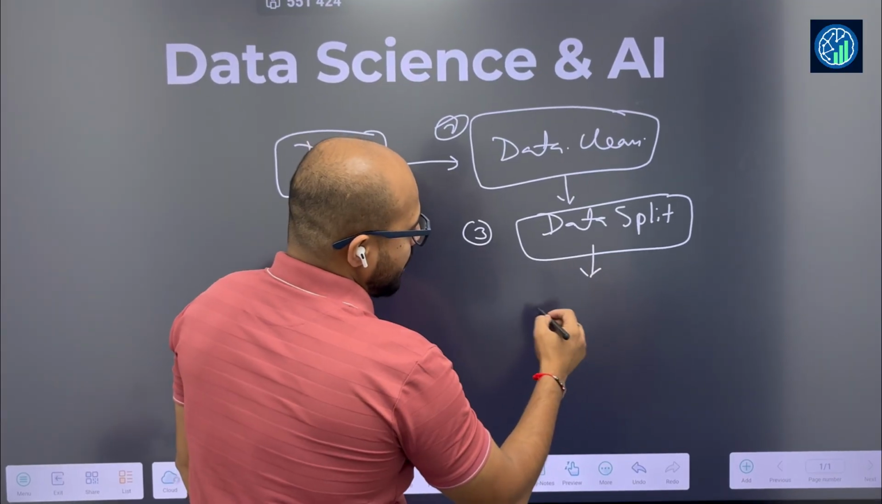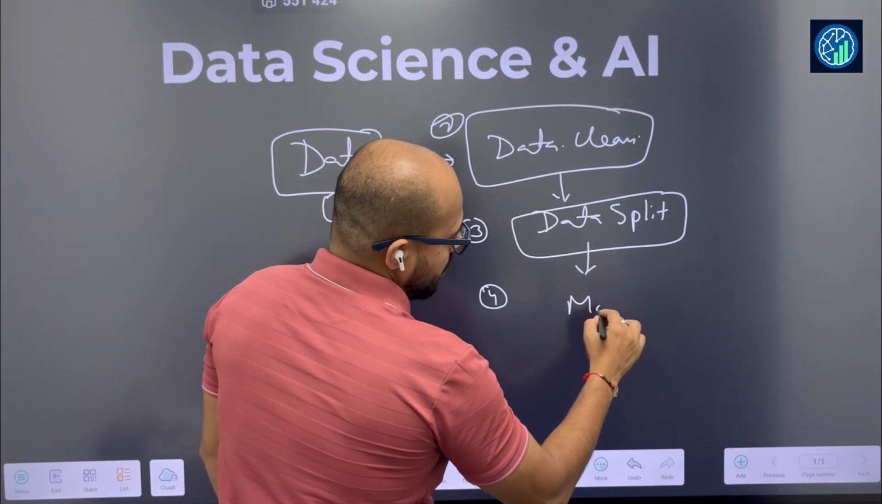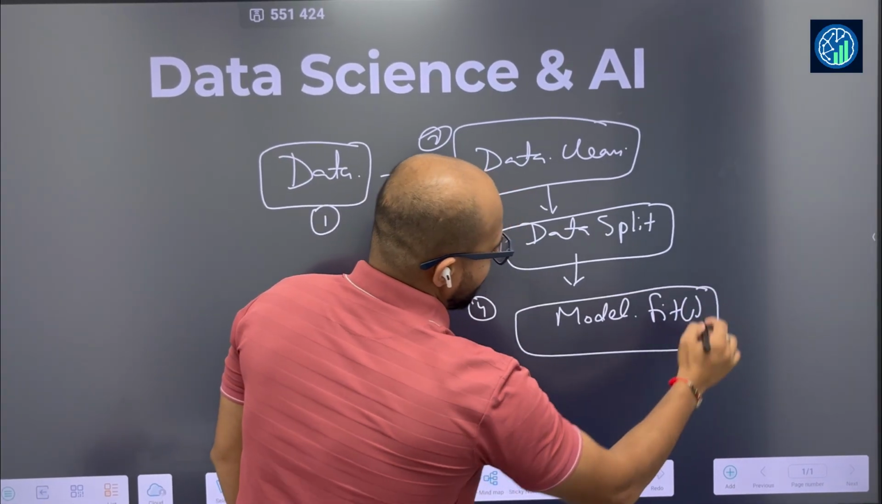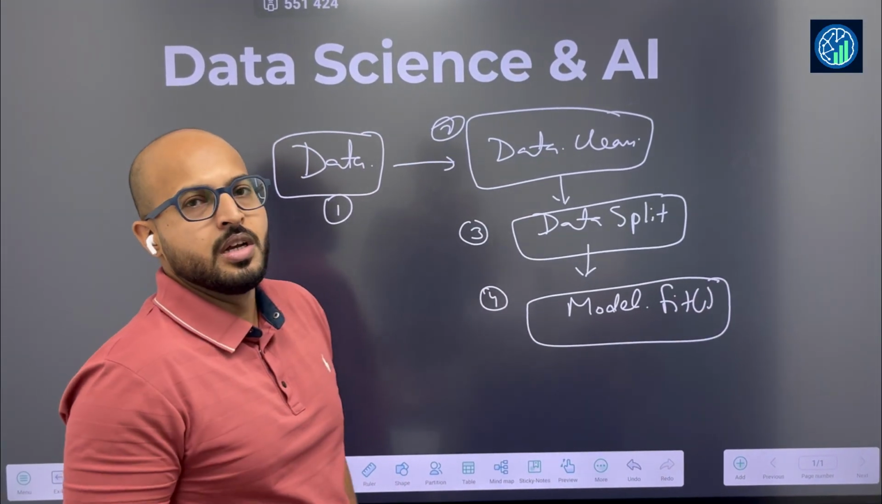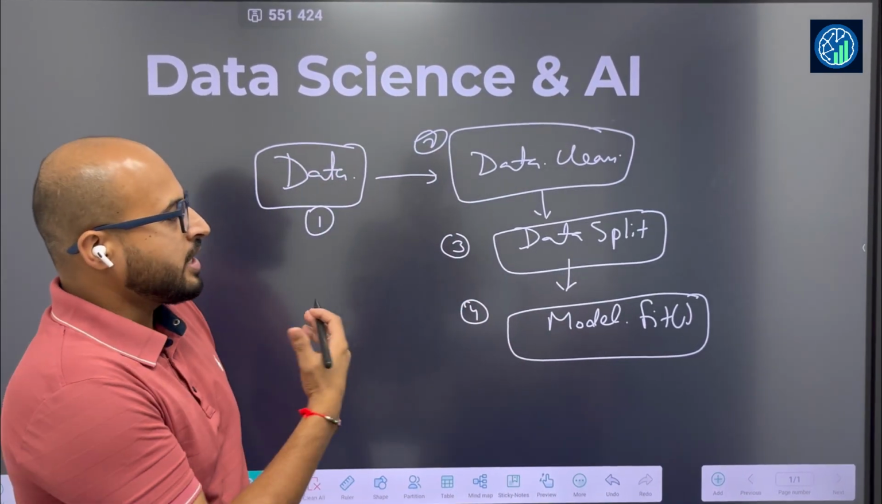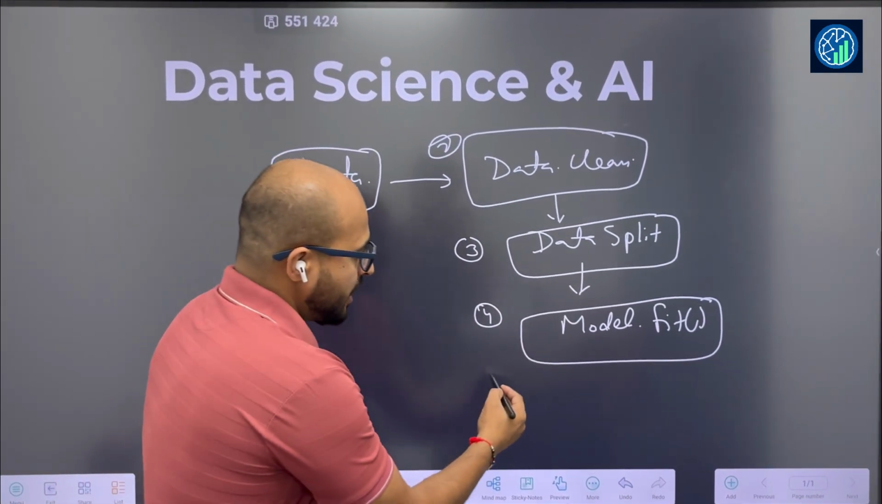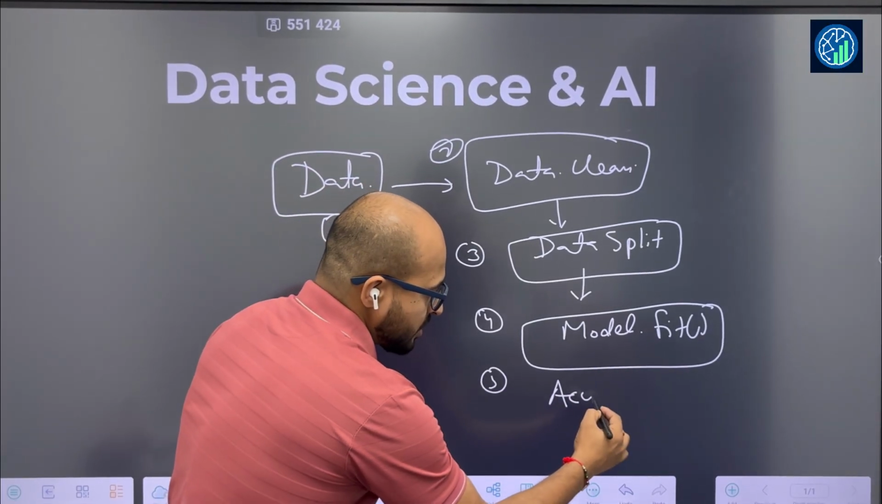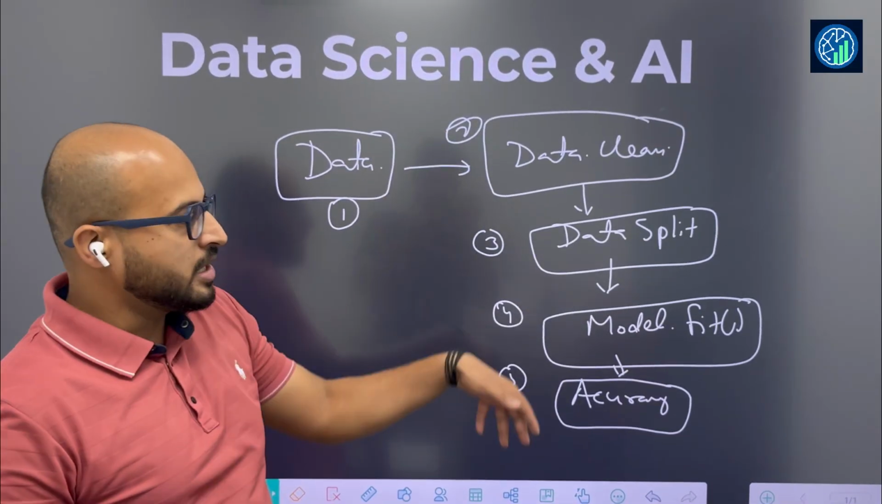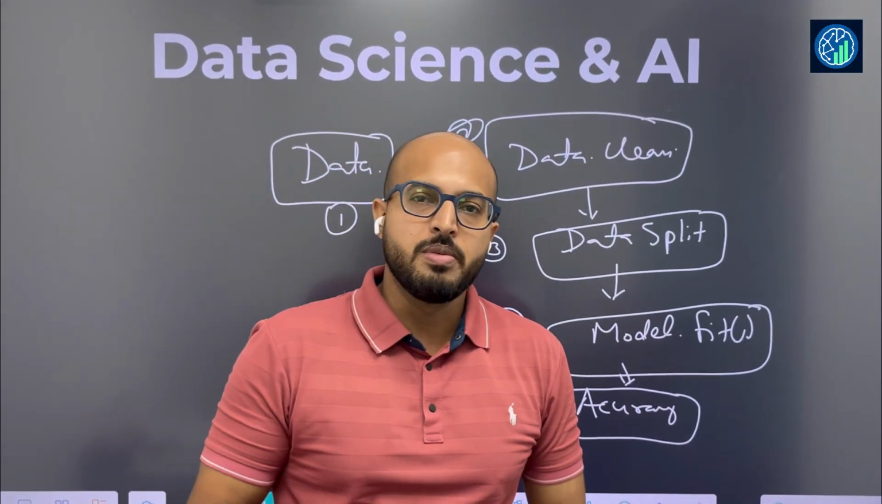Then after that, finally, you are going to do model.fit, that is, you're going to fit your model for a specific problem. It can be a classification or a regression problem, and then finally you're going to fit it, and after that you're going to check the accuracies, what is the accuracy you are getting on your model. So this is the complete flow chart of the model building.